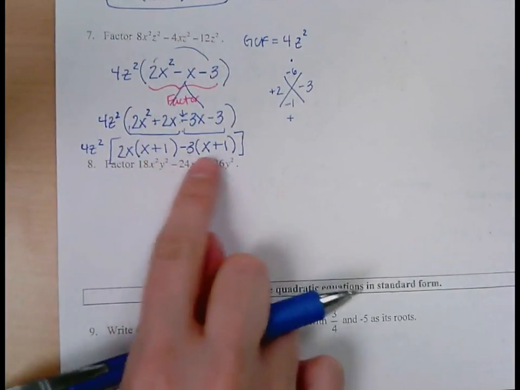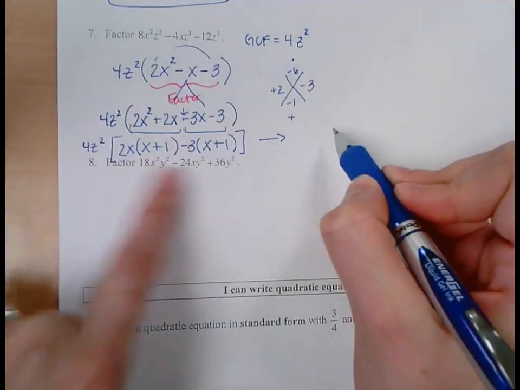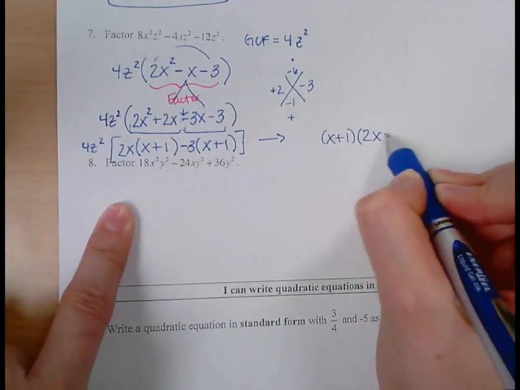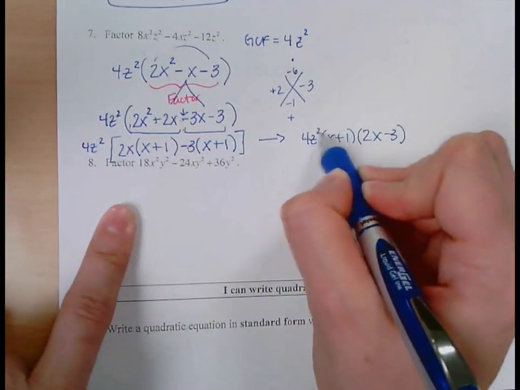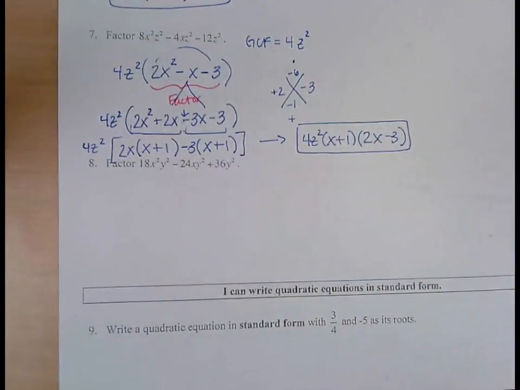And our x plus 1s are the same. So this becomes x plus 1 times 2x minus 3. And then I still have the 4z squared, the GCF in front. So that would be the fully factored form.